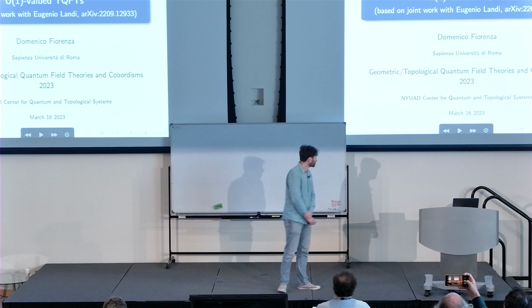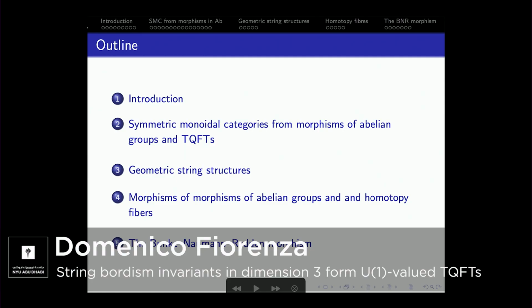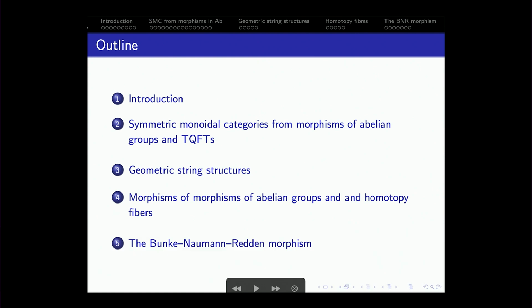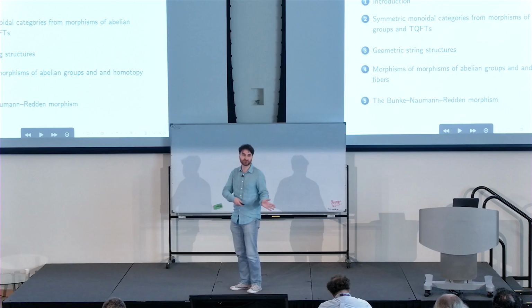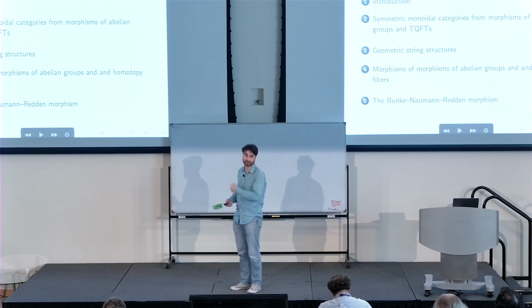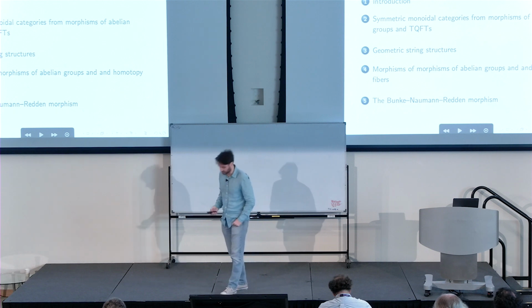So, what are we going to talk about? This is what you're going to see. A brief introduction to what the problem is. The problem and its solution actually come from a work by Bunke, Neumann, and Redden, but we are going to revisit their construction to see how something that may appear a bit surprising, if you are presented just with the solution, has actually some story behind it, and this story lies in TQFTs. And then we'll go into the details.